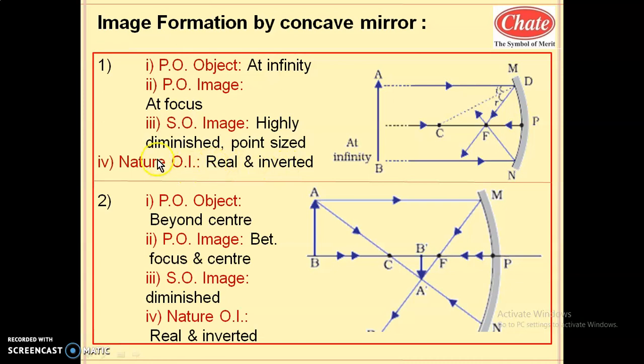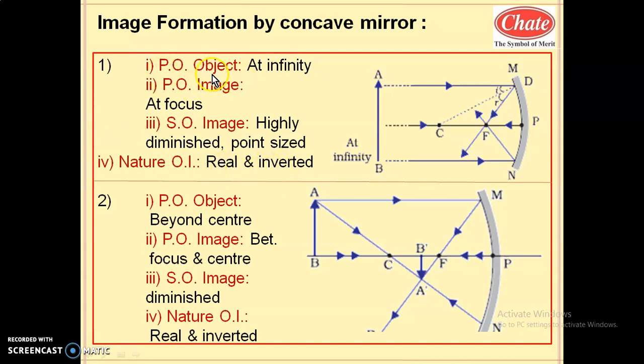Why is the image nature said to be real and inverted? Because here the image is obtained by the direct, actual reflected rays, and these rays are coming close to each other. These reflected rays are not moving away from each other; they are intersecting. So the image is formed by the actual intersection of the reflected rays. Hence such an image is called real, and with real the word is always real and inverted, virtual and erect. Remember this: real and inverted.